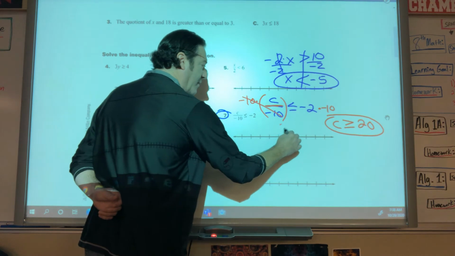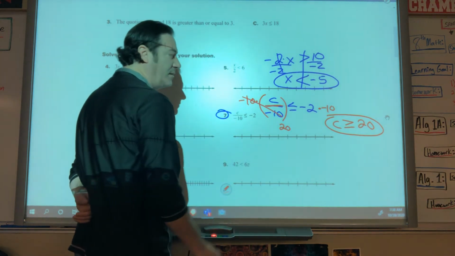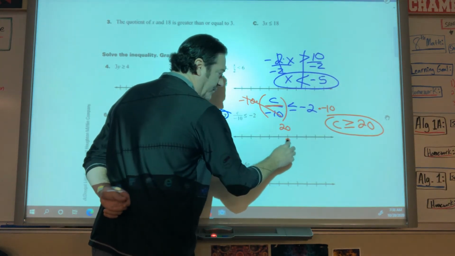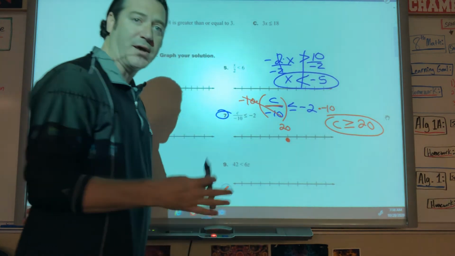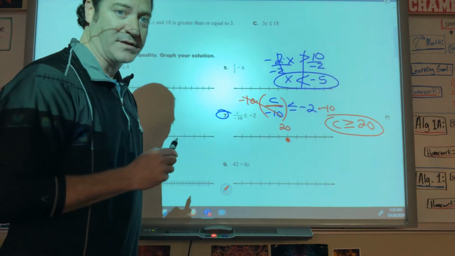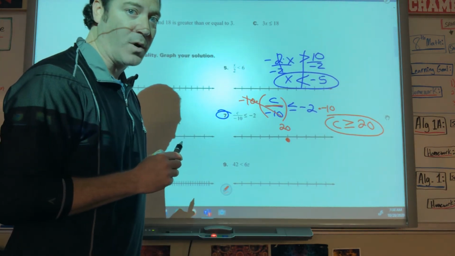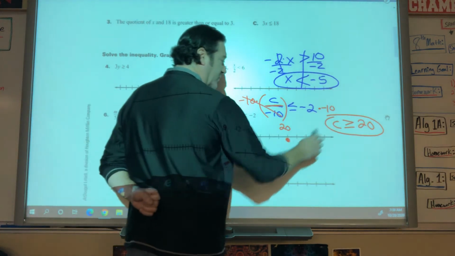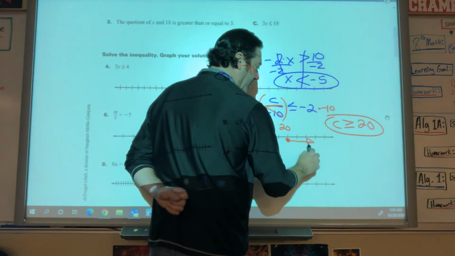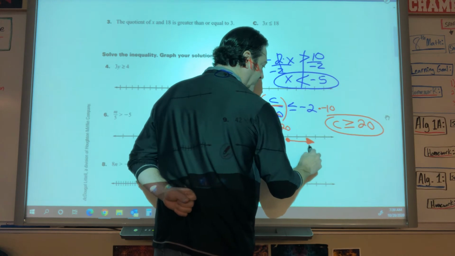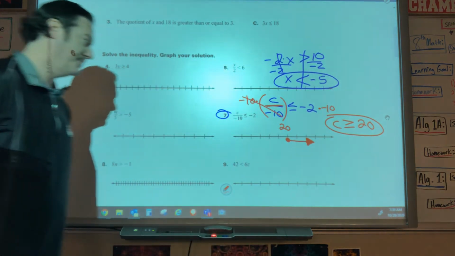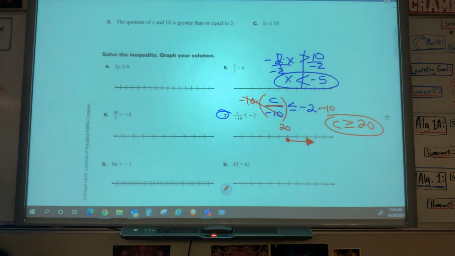To graph that, I put positive 20 on a number line. If it's or equal to, you color in the dot. If it was just greater than, it would just be an open dot, right? Because it couldn't equal that quantity. And then since it says greater than, well, numbers get bigger when I go to the right, so my arrow should go to the right. Let you kind of take a look at that.